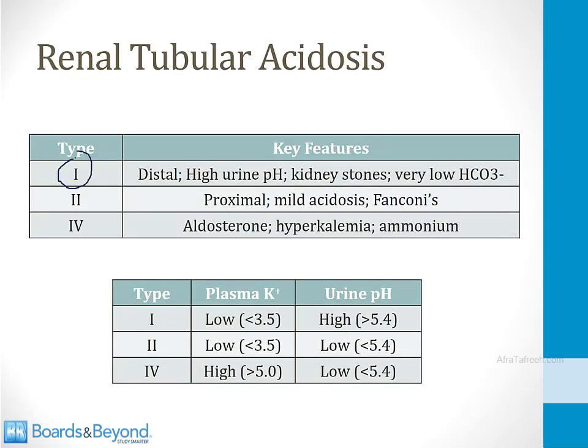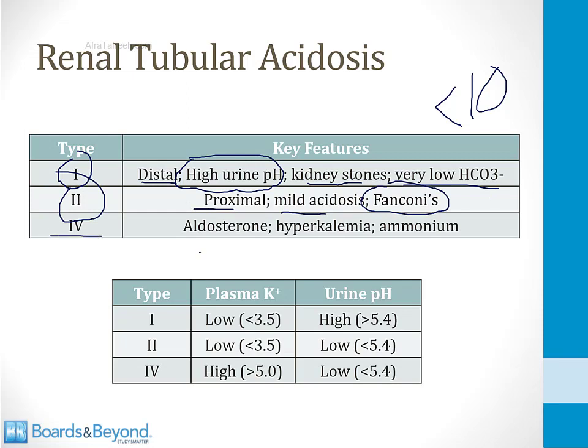In a type 1 RTA, this involves the distal nephron. The urinary pH is high, a very unusual finding in acidosis. These patients develop kidney stones and they develop very low bicarb, usually less than 10. In a type 2 RTA, this involves the proximal tubule. This is a milder acidosis and it often occurs as a component of Fanconi syndrome. Remember that multiple myeloma is a classic cause of a type 2 RTA. And type 4, we just finished talking about. This involves hypoaldosteronism, hyperkalemia, and abnormalities of ammonium excretion.